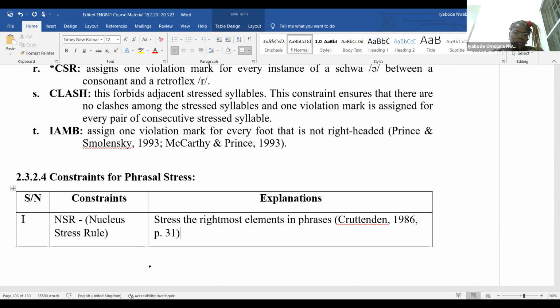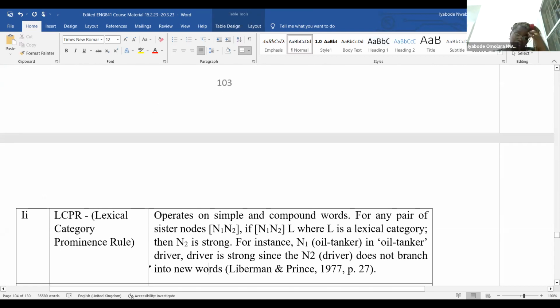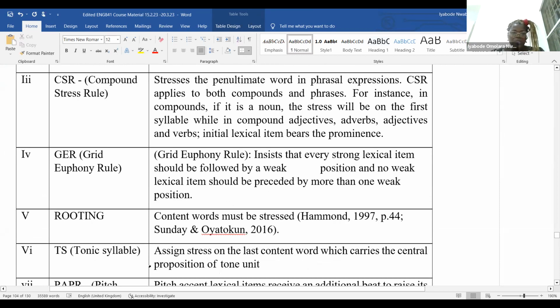Now let's look at constraints of phrasal stress. NSR, the Nuclear Stress Rule: stress the rightmost element in phrases. That credit is given in 1996. LCPR, lexical category prominence, operates on simple compound rules, which we also talked about last week. CSR, compound stress rules: stress the penultimate word in stress expressions. Then the rhythm rule, the euphony rule. Content words must be stressed.